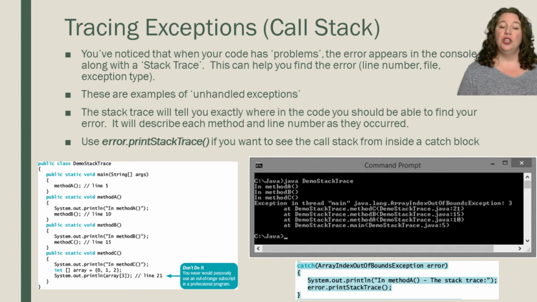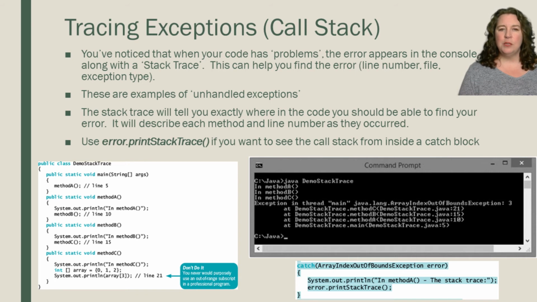So you can use your error.printStackTrace if you want to call the stack trace from inside your catch block. If you catch and handle your exception, you may not see the stack trace and you may not know where that happened. But you might want to use your printStackTrace method to be able to see, from your point of view during testing, the error number and line of where the error occurred. So you can always use your error.printStackTrace.